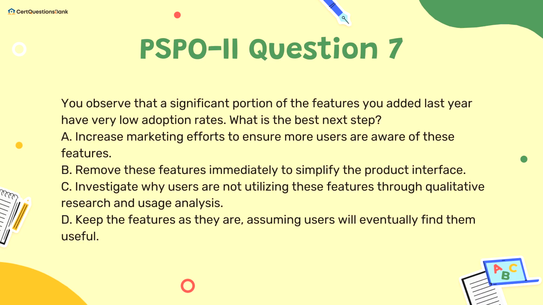You observe that a significant portion of the features you added last year have very low adoption rates. What is the best next step? A. Increase marketing efforts to ensure more users are aware of these features. B. Remove these features immediately to simplify the product interface.